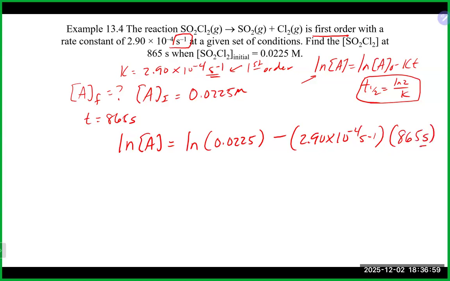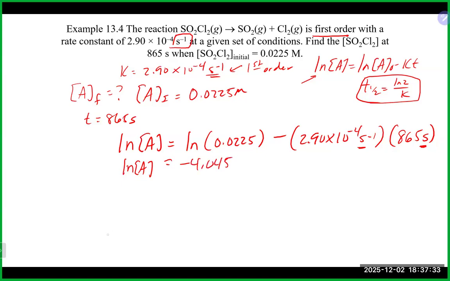This was what I was talking about a second ago. We're okay in this case. Both of the time units here are both in seconds. But again, if one was minutes and one was seconds, you would need to do a conversion on it. We could actually clean up the right-hand side there. So we're going to go natural log of 0.0225, hit equals, minus, open a parentheses, 2.9 to the minus 4 times 865. Going to get us a natural log of A is equal to negative 4.045.